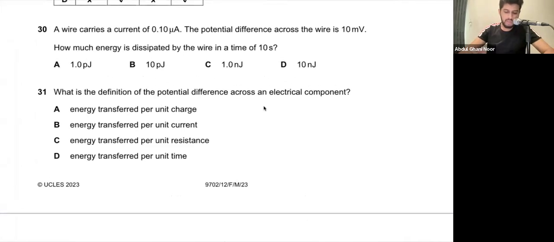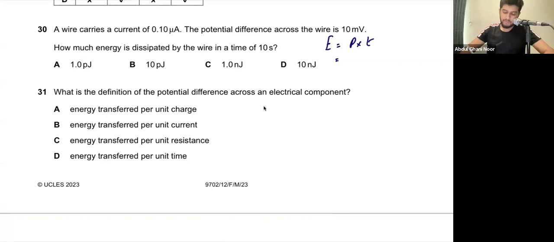Question number 30 says a wire carries a current of 0.1 microamperes. The potential difference across the wire is 10 millivolts. How much energy is dissipated by the wire in a time of 10 seconds? What is the formula for energy? Energy is power into time. Power is energy upon time. Energy is power into time. Clear?